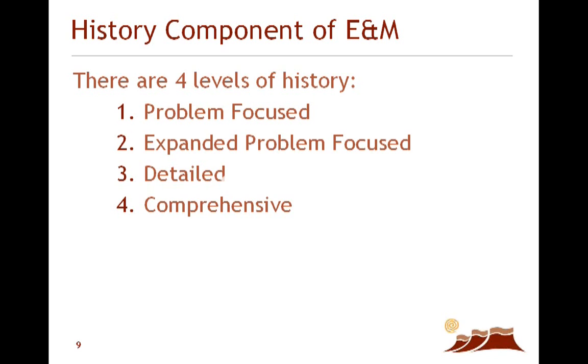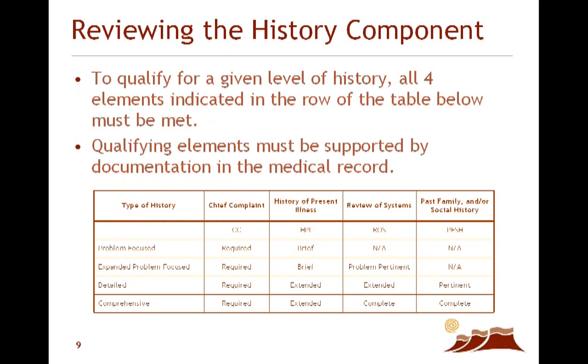the visit at all. There are 4 levels of the history: problem focused, expanded problem focused, detailed, and comprehensive. Those are the terms that are used by CMS when they give you the tables. Now, note on this table, you do have to meet all 4 elements in a row of the table for a certain level. I'm going to just advise you all to think more of the levels.